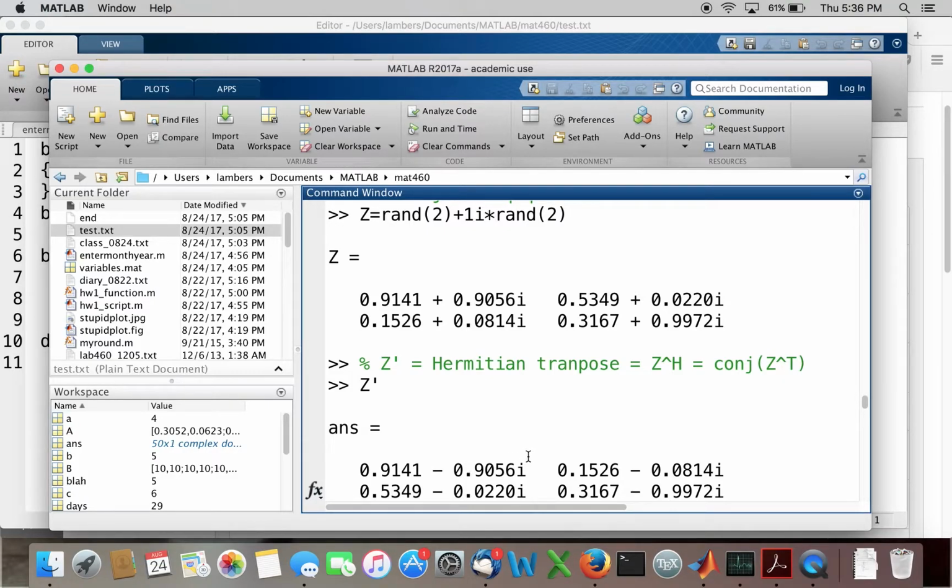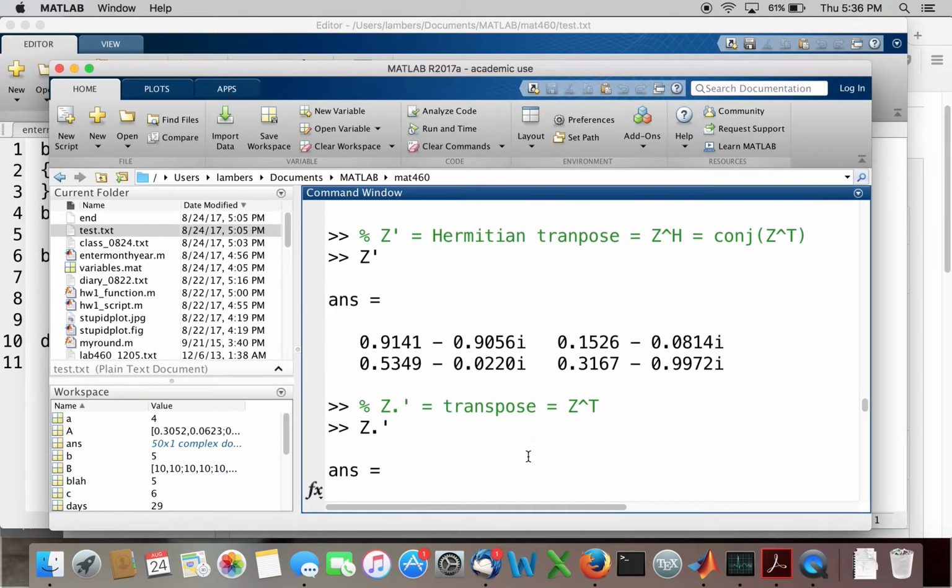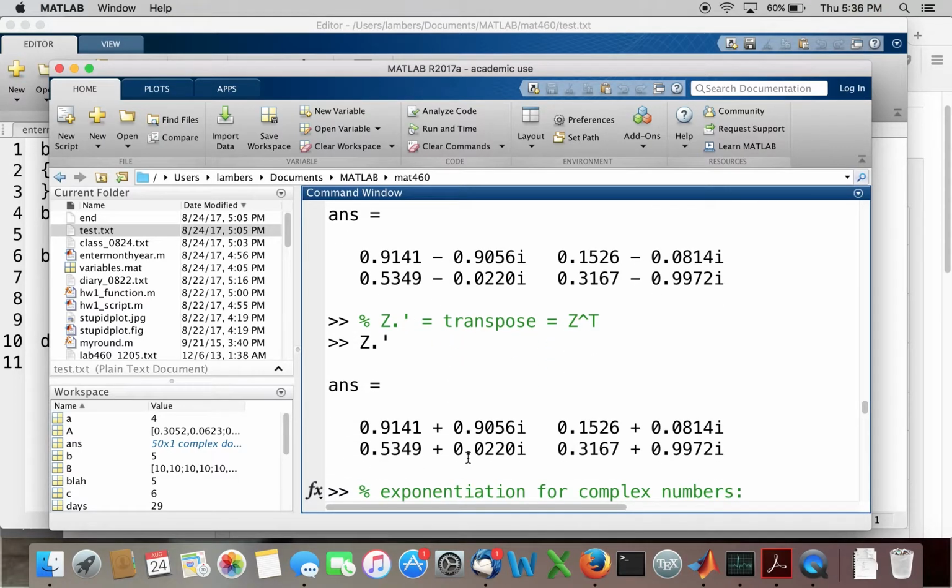If I just want ordinary transpose without conjugation, that's z dot apostrophe. And we see that it just reverses rows and columns. It doesn't negate the imaginary parts. The reason the default behavior with just the apostrophe is Hermitian transpose is that algorithms and theoretical results involving a transpose for real vectors and matrices are generalized to the complex case using the Hermitian transpose, and that's required to achieve that generalization.